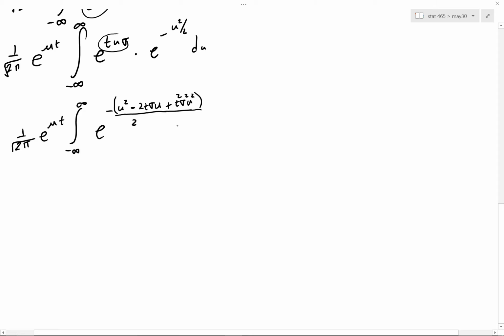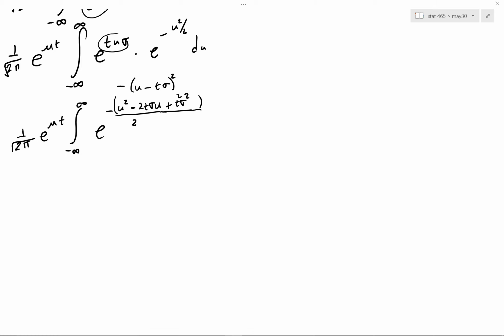Okay? And, oh, I'm sorry, not the u. Sorry. T squared sigma squared. There we go. Got it. Okay? Now, remember, what does that give us? That gives us that this is u minus t sigma squared. That's what it gives us. Okay? That's the whole point of doing that.